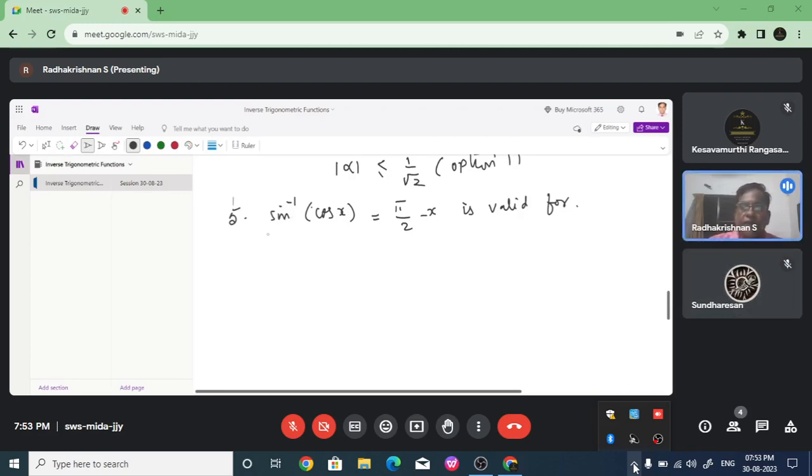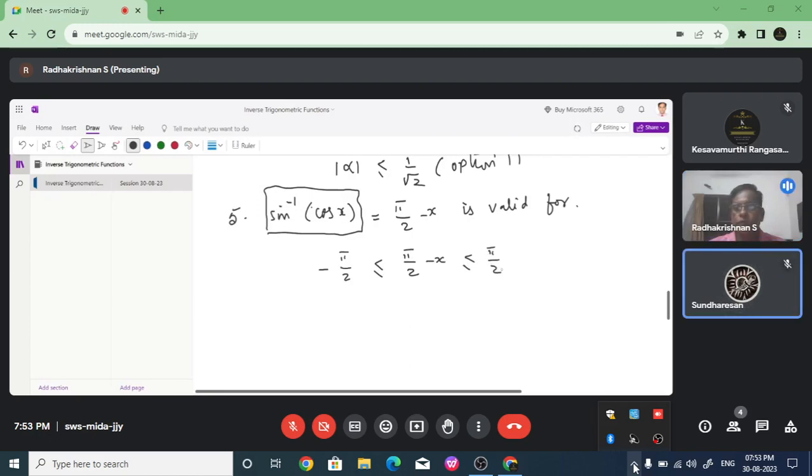So this is a sine inverse. There is some x for which you determine cos, and then we are taking the sine inverse. So for sine inverse, what is the range? Minus pi by 2 to plus pi by 2. So can we therefore write minus pi by 2. Sir, this is what I was told, sir. This is what you do.